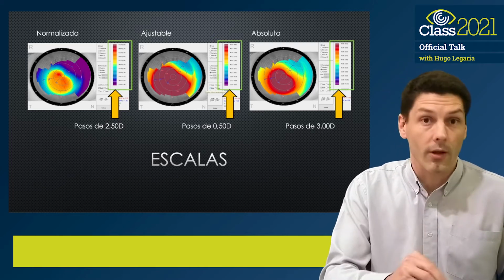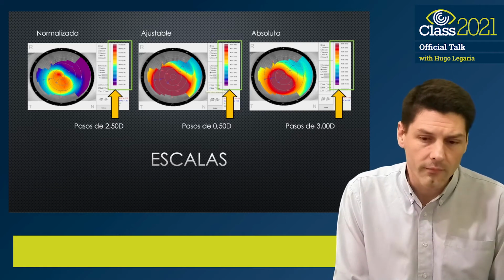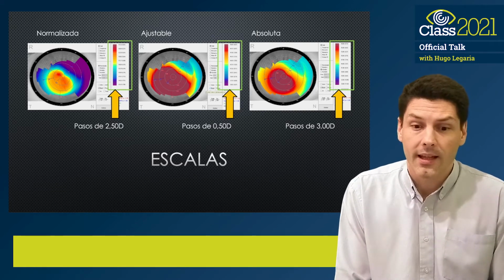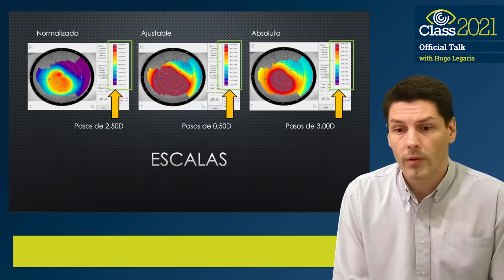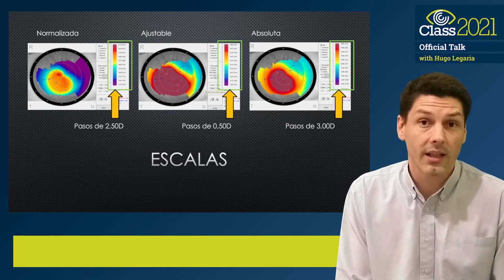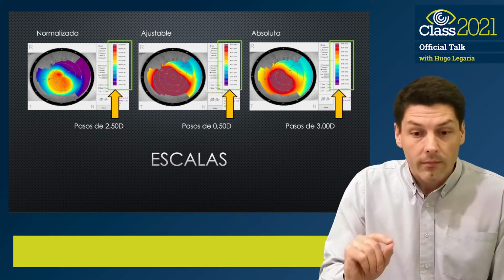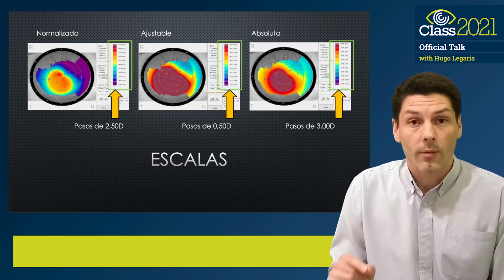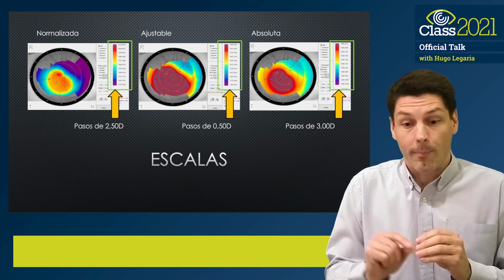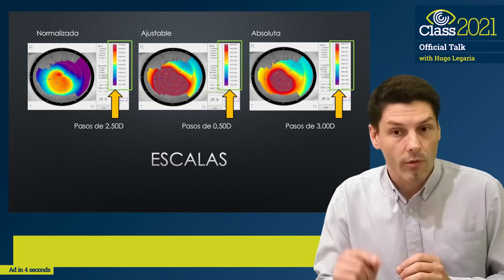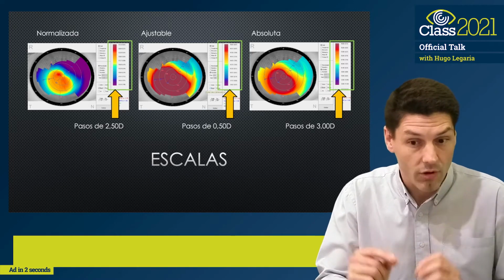The adjustable scale is very useful, especially when we have orthokeratology patients and we want to see very subtle changes. We can make steps of 0.50D or 0.25D to see those small variations with color.